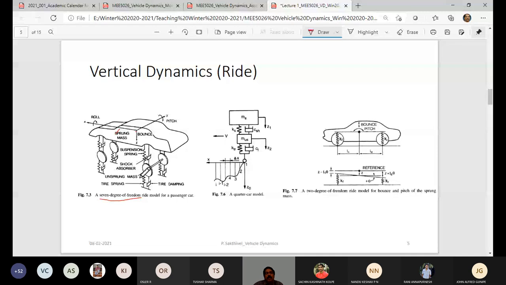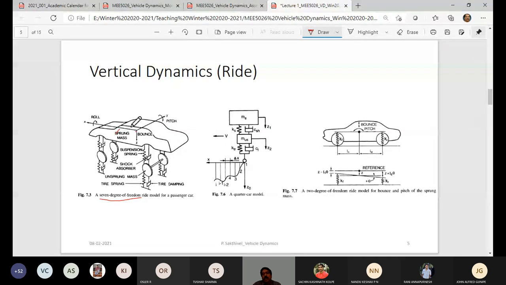So you would be able to apply Newton's law and write down the governing equation, and this governing equation can be represented in a convenient form, in state space form, and then you solve for all 7 degrees of freedom, natural frequencies and so on, is what is required. But we would be more focused on two important models.